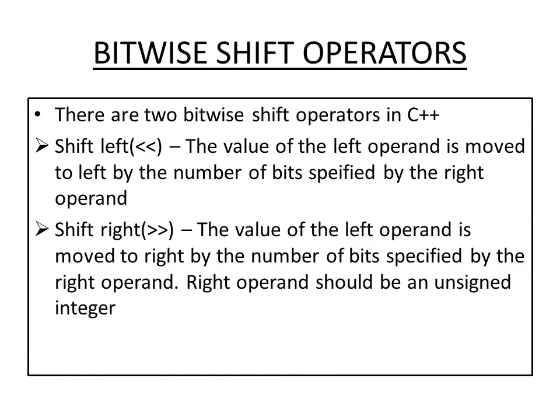Next is bitwise shift operators. There are 2 types: shift left and shift right. The value of the left operand is moved to the left by the number of bits specified by the right operand. Same case with shift right: the value of the left operand is moved to the right by the number of bits specified by the right operand. Here, the right operand should be an unsigned integer.